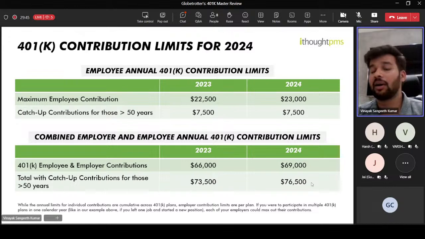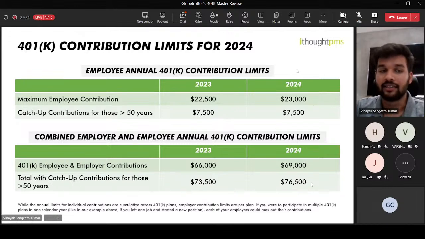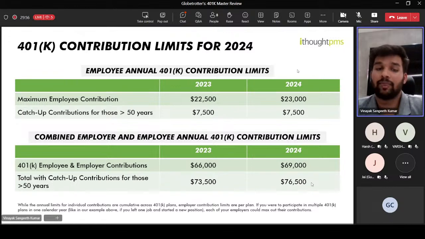Apart from that, if you're above 50 years of age, you can do a catch-up contribution of up to $7,500. So what is the combined employer and employee annual contribution? We spoke about the match, right? Getting the employee and employer match. In that combined, you can contribute a maximum of $69,000 per financial year, according to the 2024 revised status. And if you're above 50 years of age, you can contribute up to $76,500.